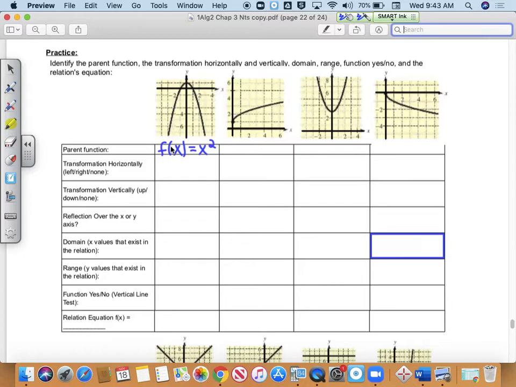Transformation, so horizontally, did it move left, right, or none? It did not. It stayed right there in the center. It's not moved left or right, so I'm going to put none here. It did actually move vertically, though.